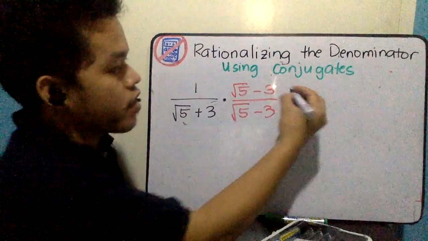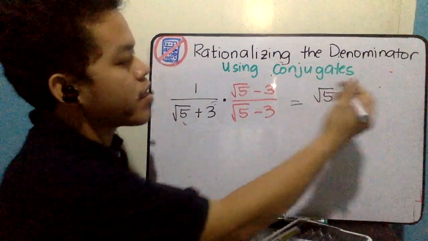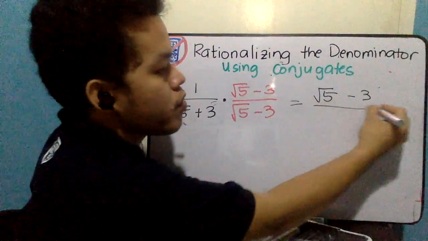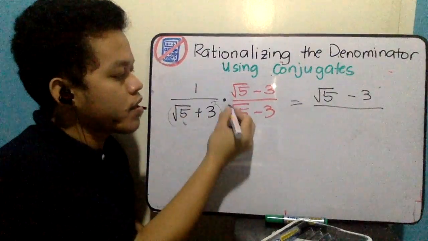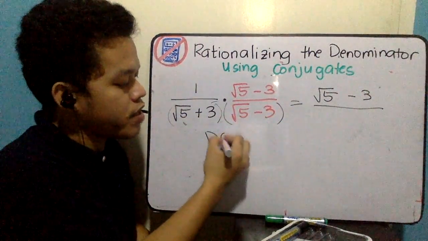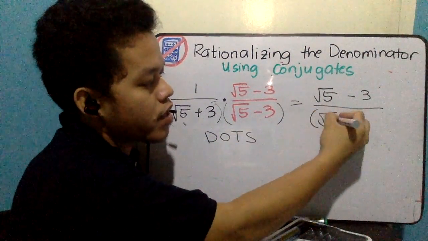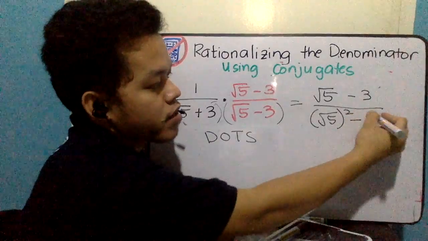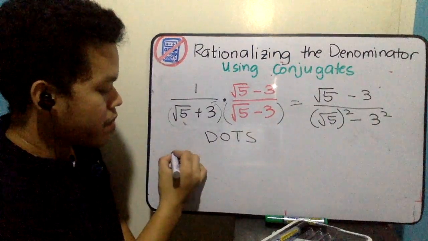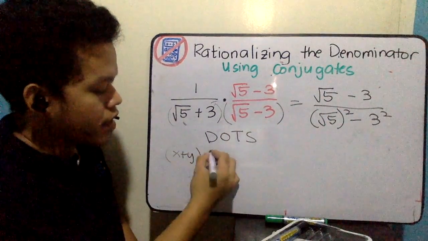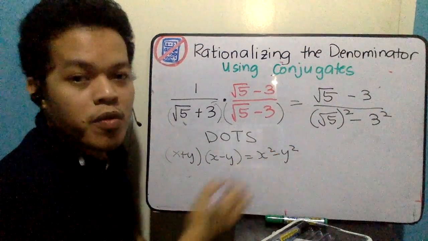When you do that, that will give me 1 times square root of 5, which is still square root of 5, and 1 times negative 3 is negative 3, all over. When you're multiplying two conjugates here, you are actually applying the difference of two squares. You're squaring the first term minus the square of the second term. So just remember, x plus y times x minus y is equal to x squared minus y squared.